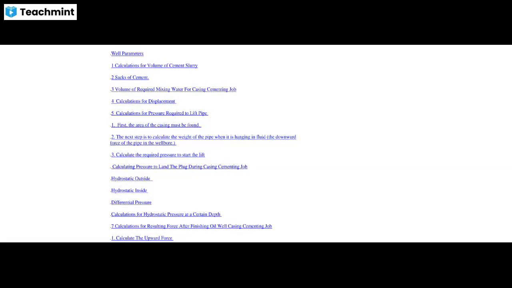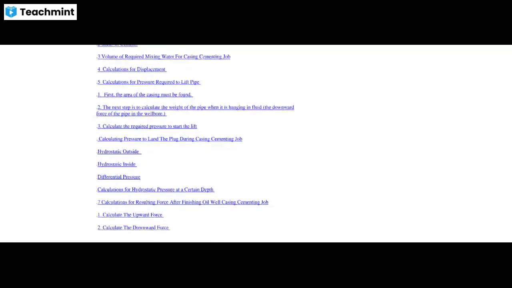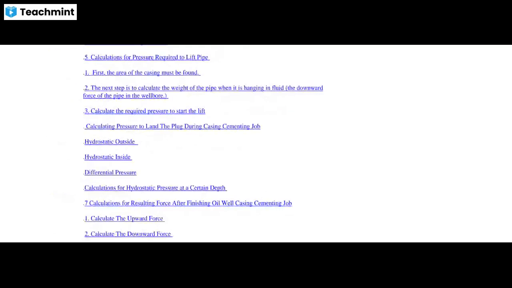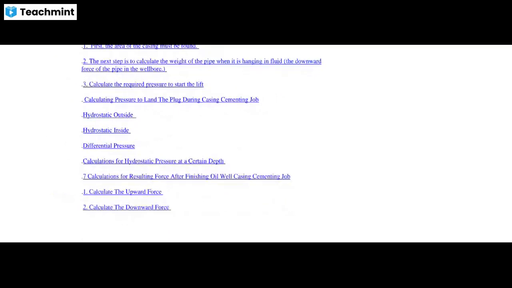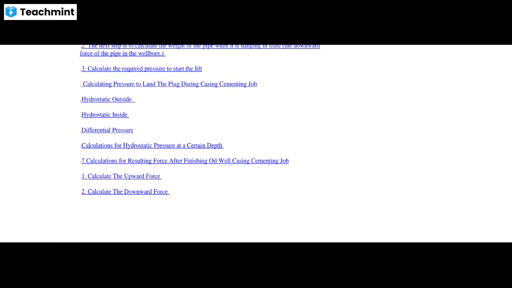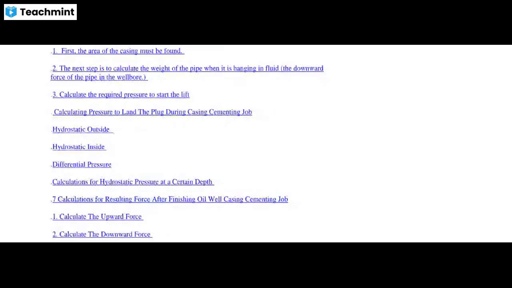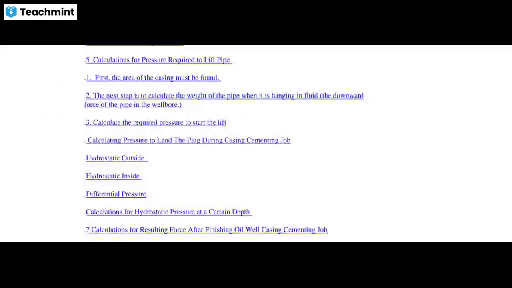And the hydrostatic outside pressure, hydrostatic inside pressure, and differential pressure, calculations for hydrostatic pressure at a certain depth, and calculation for the resulting force to finish your oil well cementing job. Then calculating the upward force and calculating the downward force. So these are our course contents.